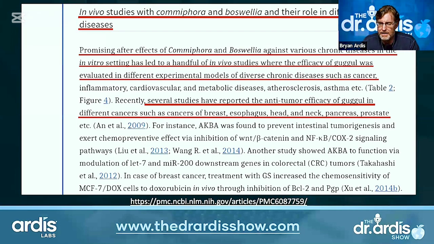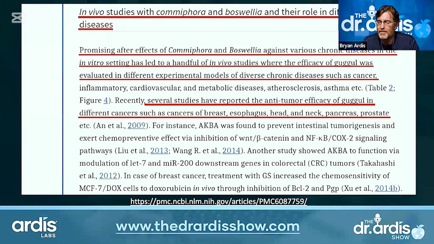In vivo studies at the top. These are in the body studies with both Commiphora and Boswellia with Guggul in it. This is what they're studying in all chronic diseases. I want to highlight these for you. We're staying high level here. We're not going to dive in yet.